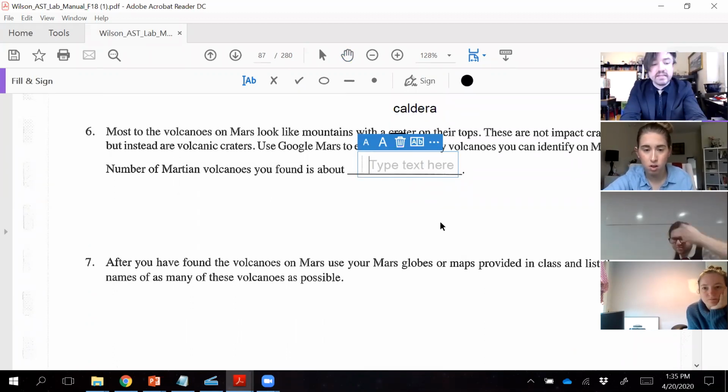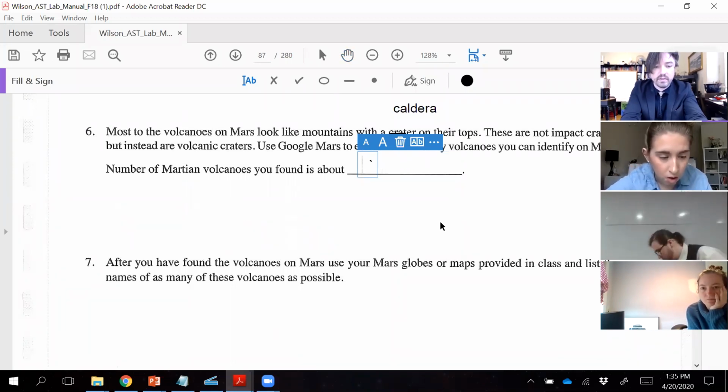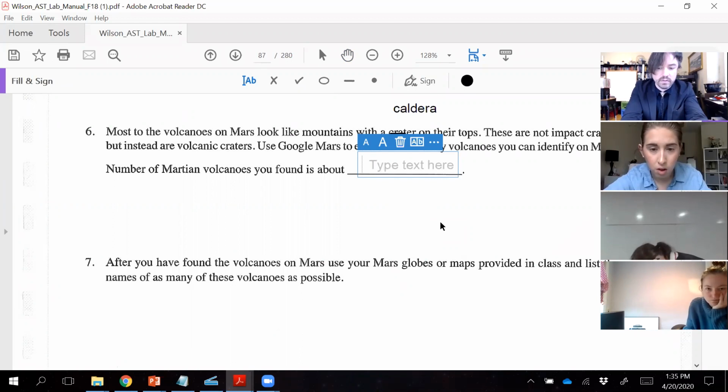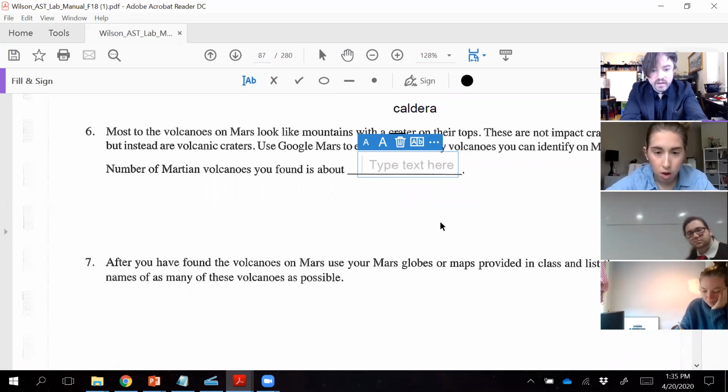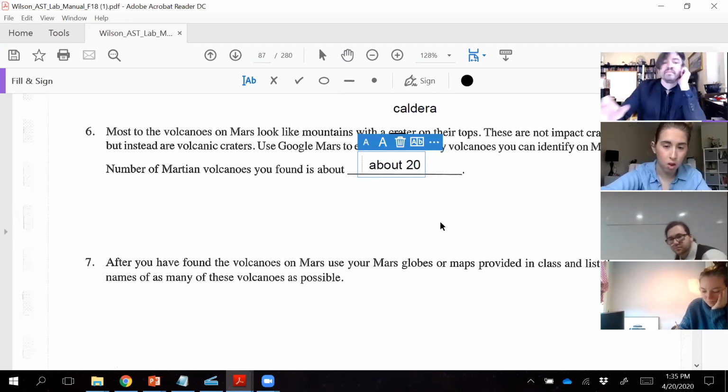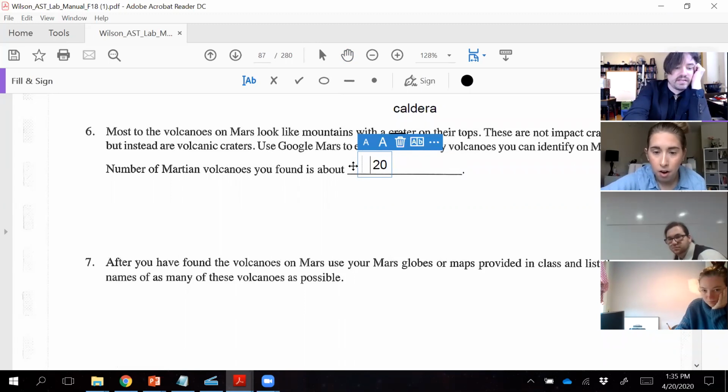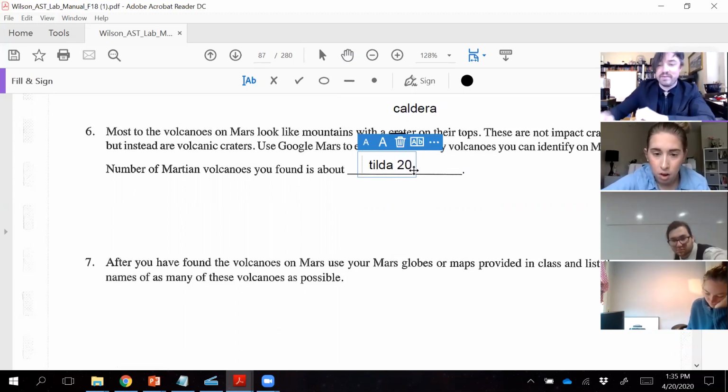So we'll use the tilde symbol, approximately. Wow, it doesn't like tilde for some reason. Shift tilde. About 20. It already says about. Oh, yeah, good point. I just like using the tilde symbol, to be honest, and it just won't let me. Tilde 20. Okay.